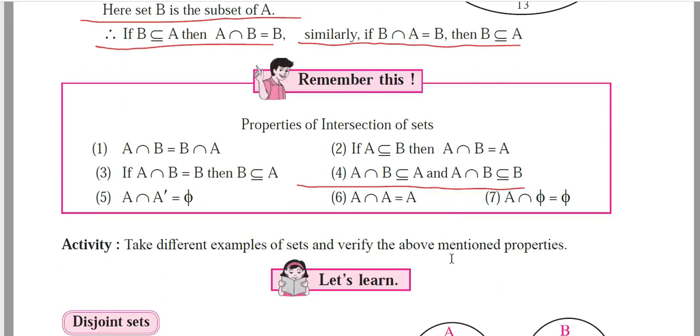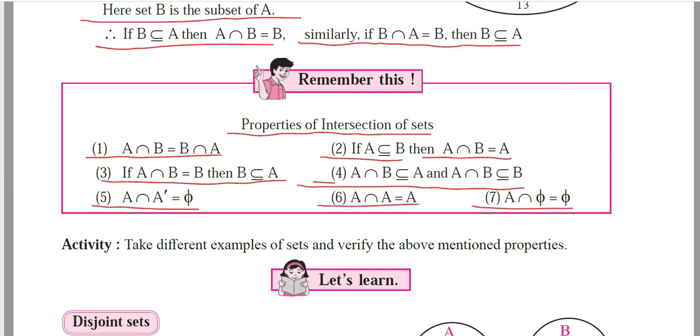Next, remember this. Properties of intersection of sets. A intersection B घ्या किंवा B intersection A घ्या, both are the same. It's a commutative property. If A is a subset of B, then A intersection B is A. If A intersection B is equals to B, then it's clear that B is a subset of A. A intersection A complement is phi, A intersection A is A.